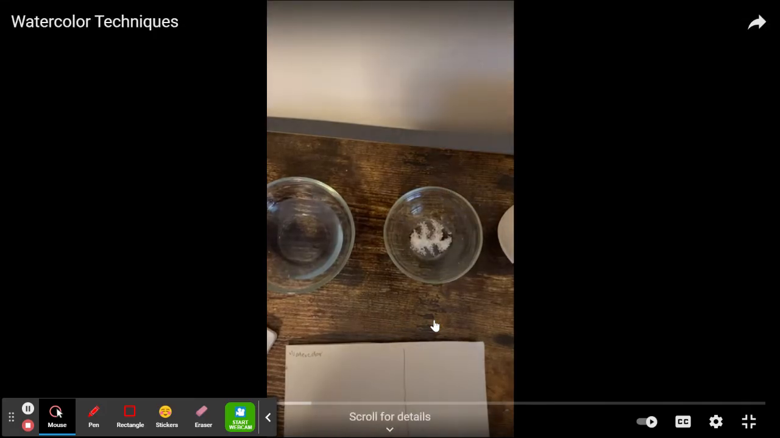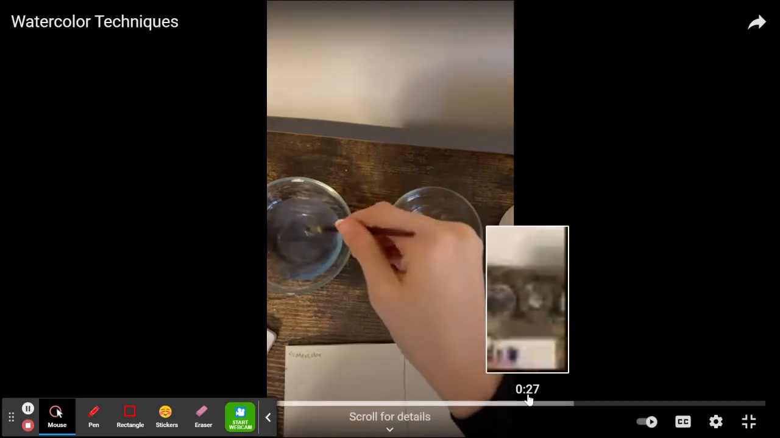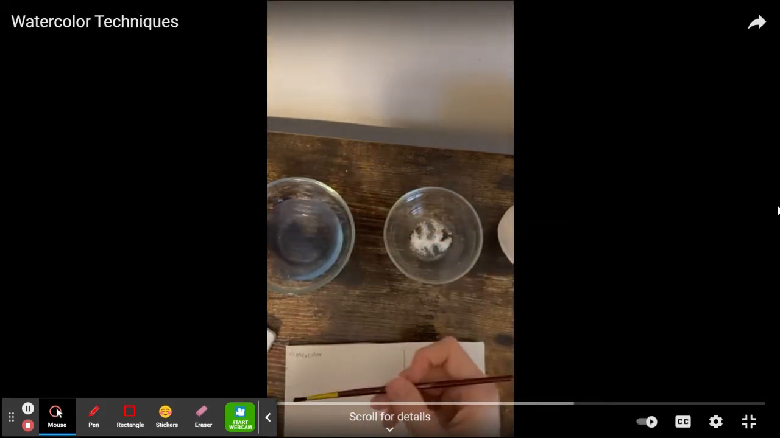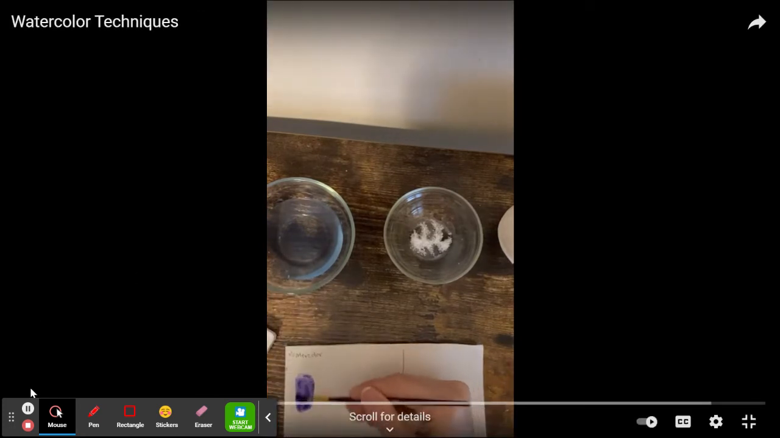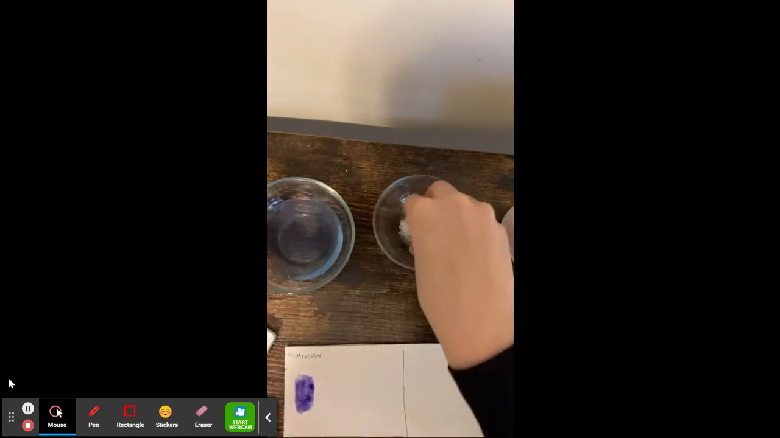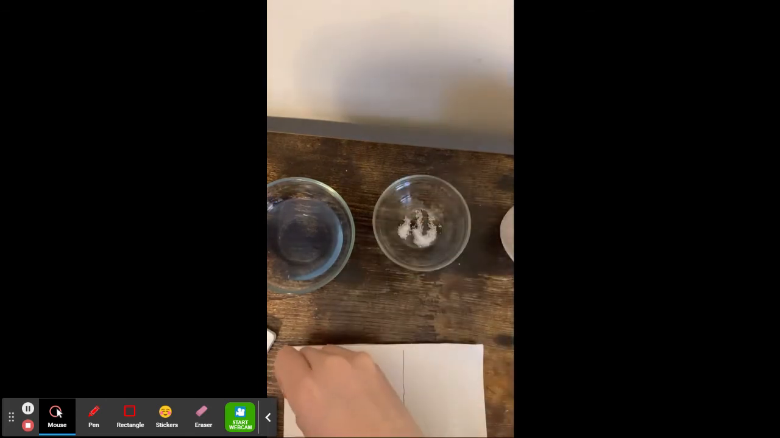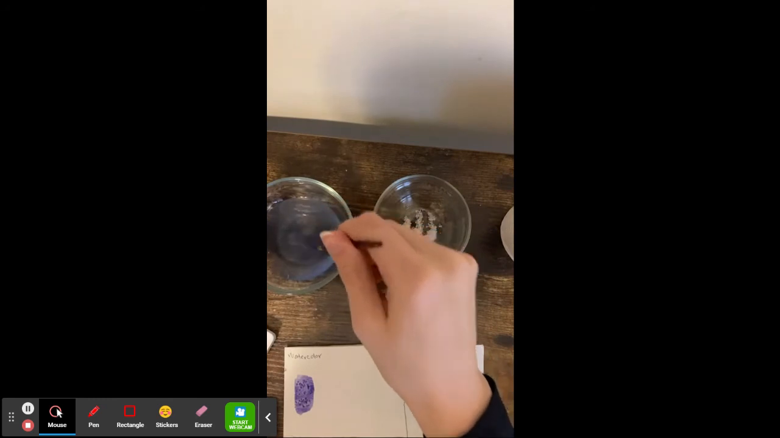Today I will be showing you a couple watercolor techniques. I'm going to grab my water, load my paintbrush, paint. Then I take a pinch of salt and sprinkle it on there. This will soak up all the water.